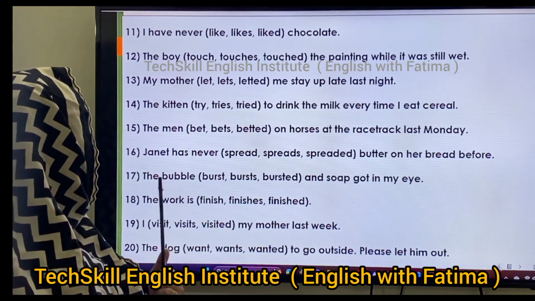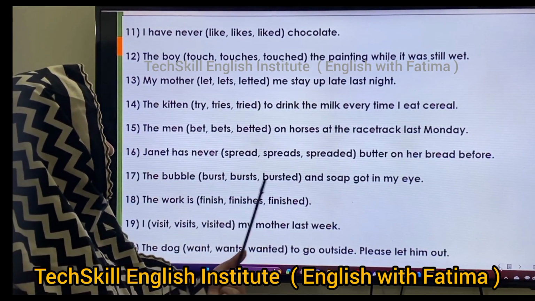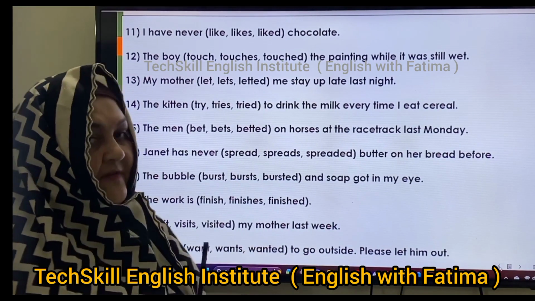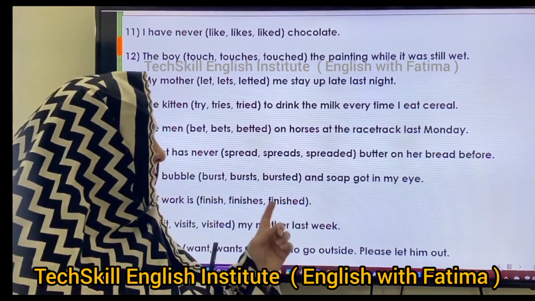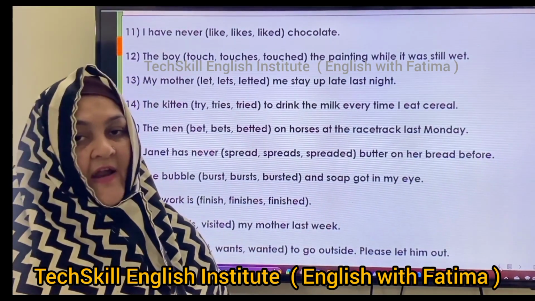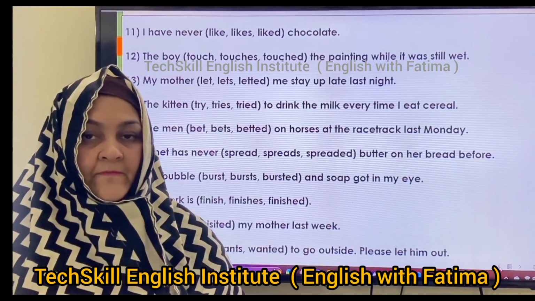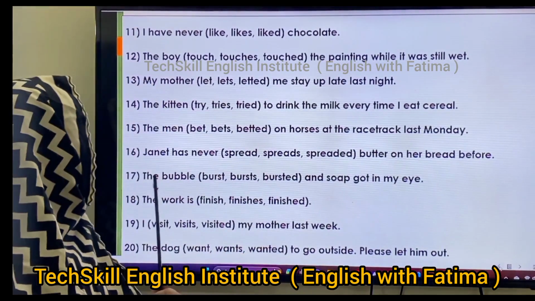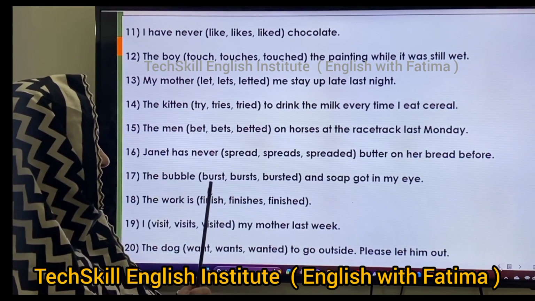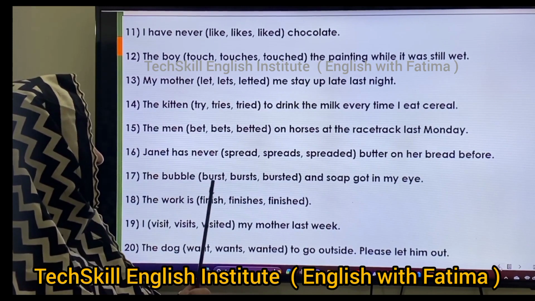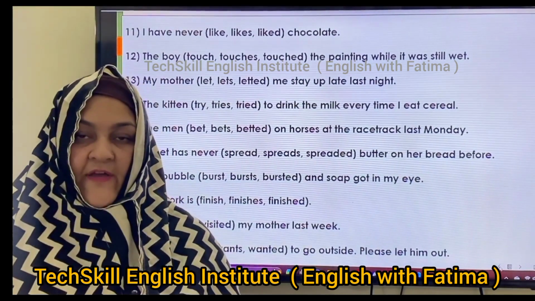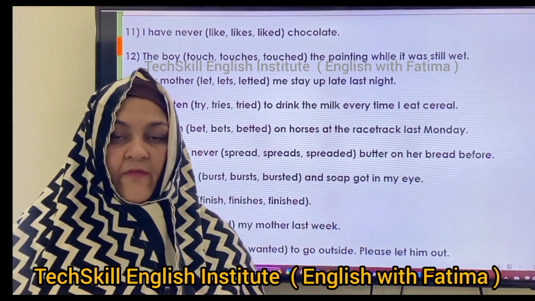And here is another example: the bubble bursted, and soap got in my eye. So it should be past tense, bursted, but this is not the correct option, because burst is actually an irregular verb. It would not take ed at the end of the verb. Okay, take this example: the bubble burst. What is the correct choice? The bubble burst and soap got in my eyes. Okay, so the correct choice is burst, because this is the irregular verb.